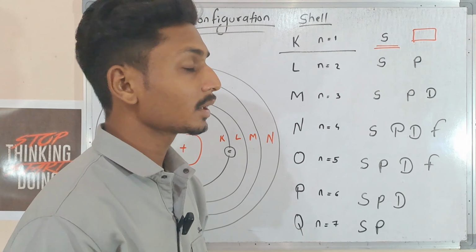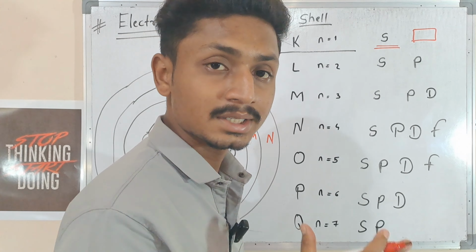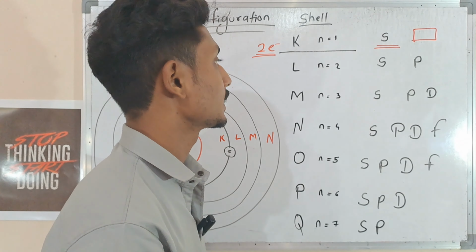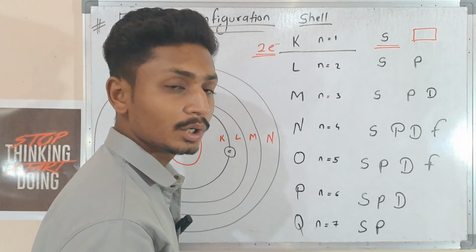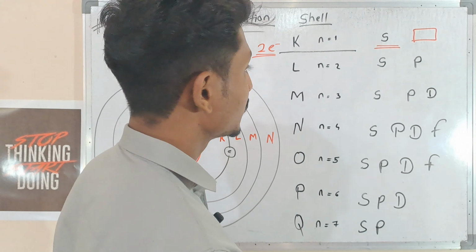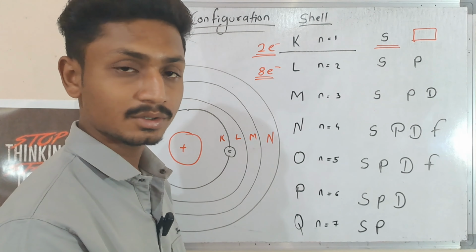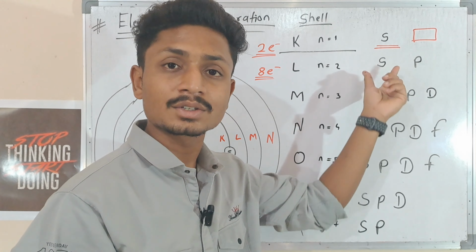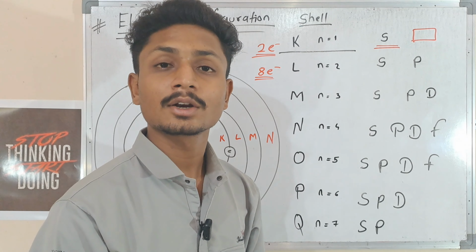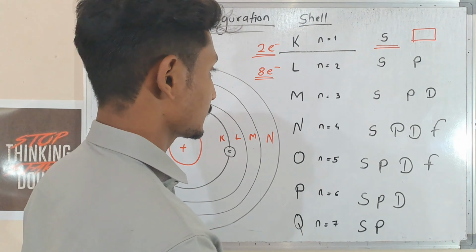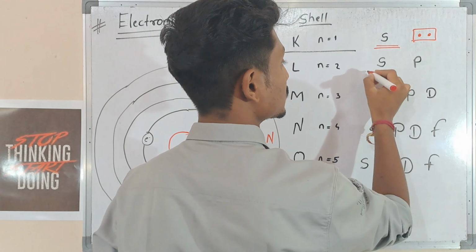K shell can occupy only 2 electrons because S subshell has only one orbital. Energy level 2, L shell, has 2 subshells. It can carry 8 electrons because S has only one orbital and P has 3 orbitals, and 2 electrons occupy one orbital. One orbital can occupy 2 electrons.